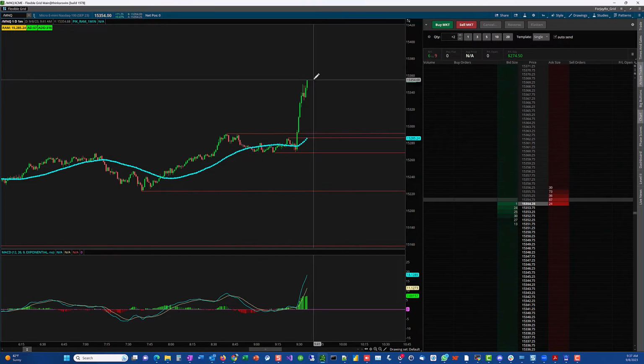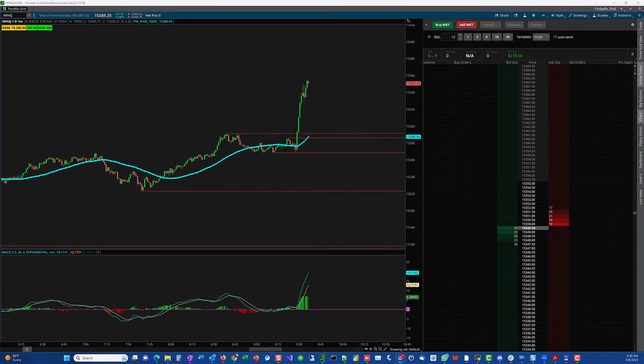So right now we are over here looking at this continuation. Let's see. We want to be mindful. Okay, so we got the MACD about to curve, and I'm looking to see if I can get into a short here. Oh, give it another few candles.